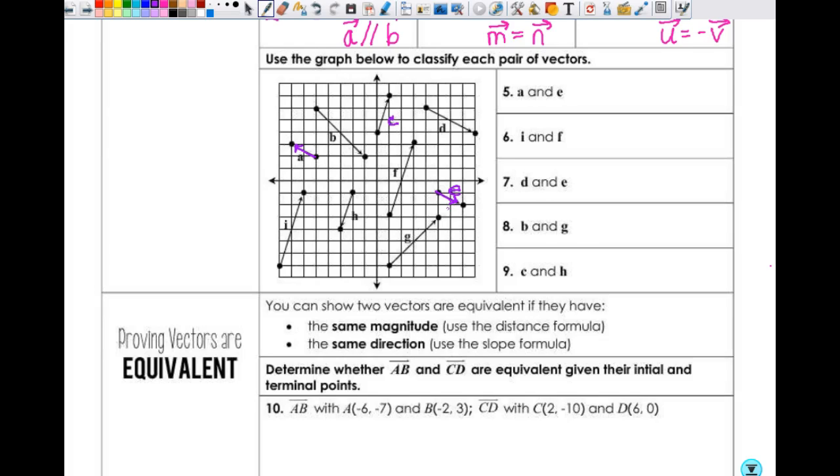So what do you think about those? Opposite. They have the same magnitude. You don't even have to know what it is. You can count it with slope. Slope won't give you the magnitude, but it tells you they're the same. And so these are opposite.